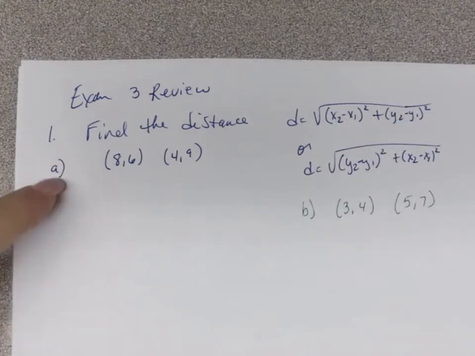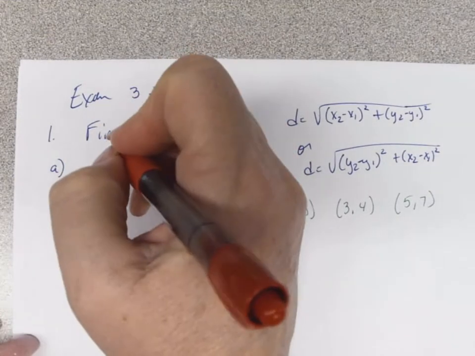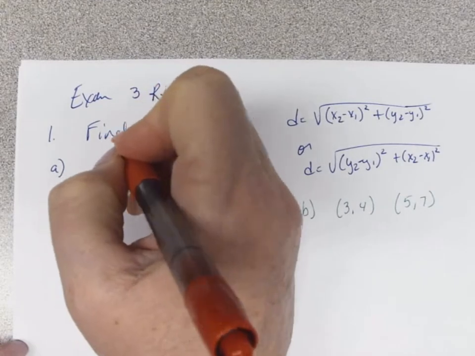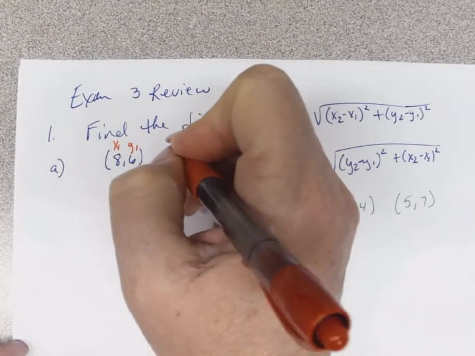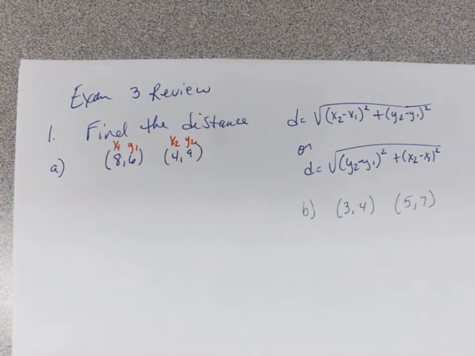So we're going to look at our first one here. Our points are (8, 6) and (4, 9). All formulas will be provided on your exam, so they'll be available to you. With that, the first thing I want to do is label which is going to be which part: x1, y1, x2, y2, so I don't grab the wrong number.